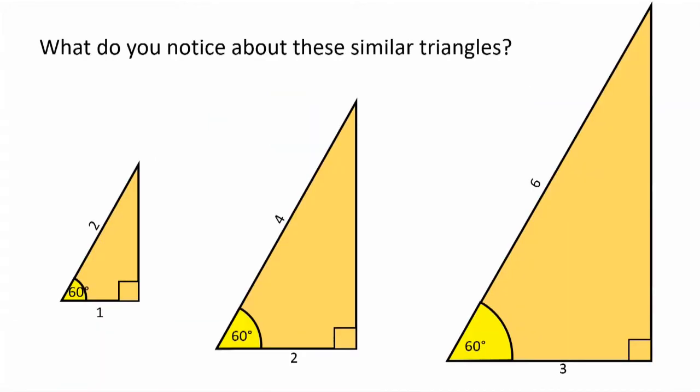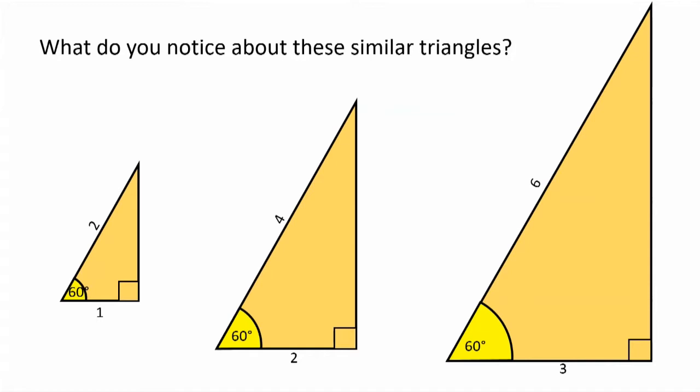Okay, what do you notice about these similar triangles? Well, they're definitely similar because they have got the same angles. They've both got a right angle in the bottom right corner. They've both got an angle of 60 degrees in the bottom left corner, so the other angle must be equal as well. Now, can you see that the base of these triangles is always half of the hypotenuse?